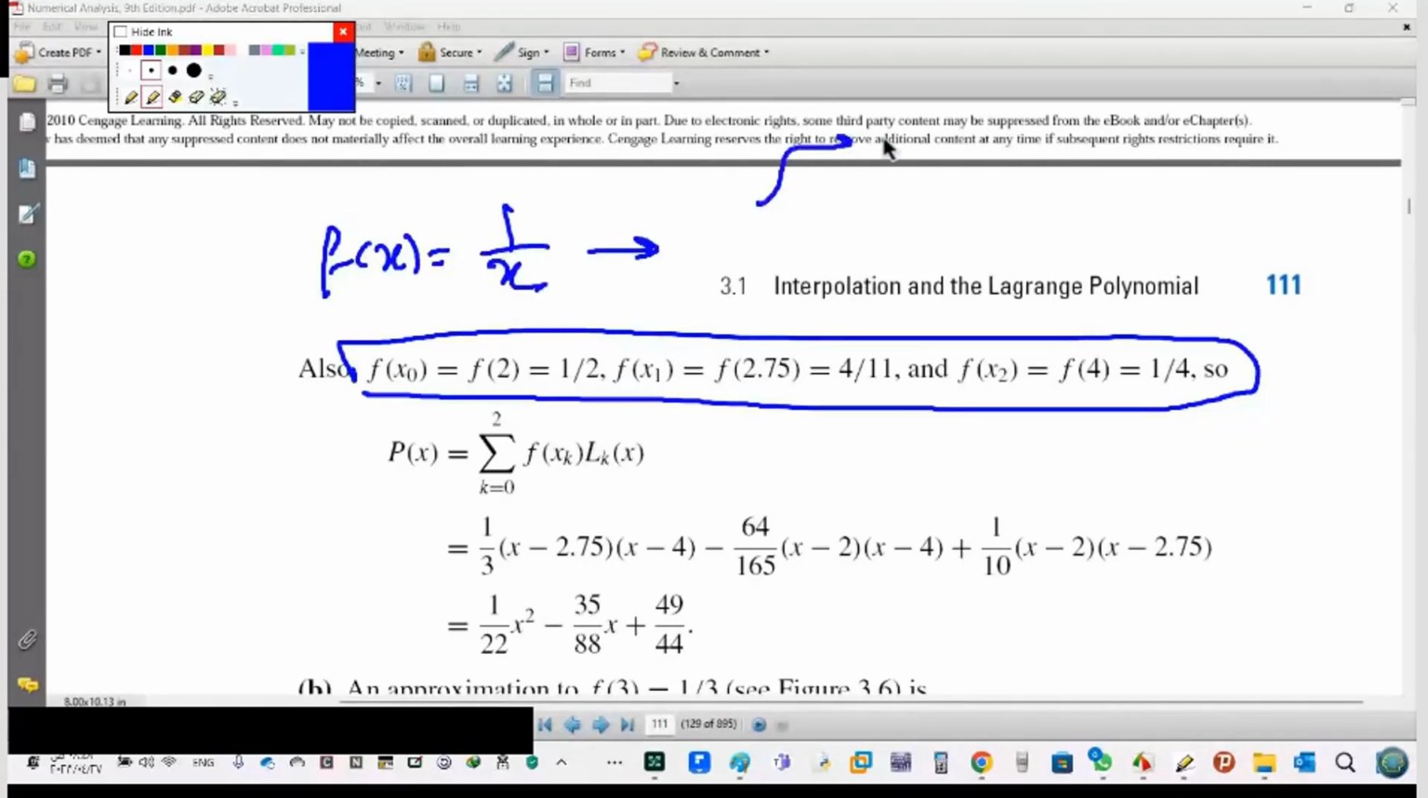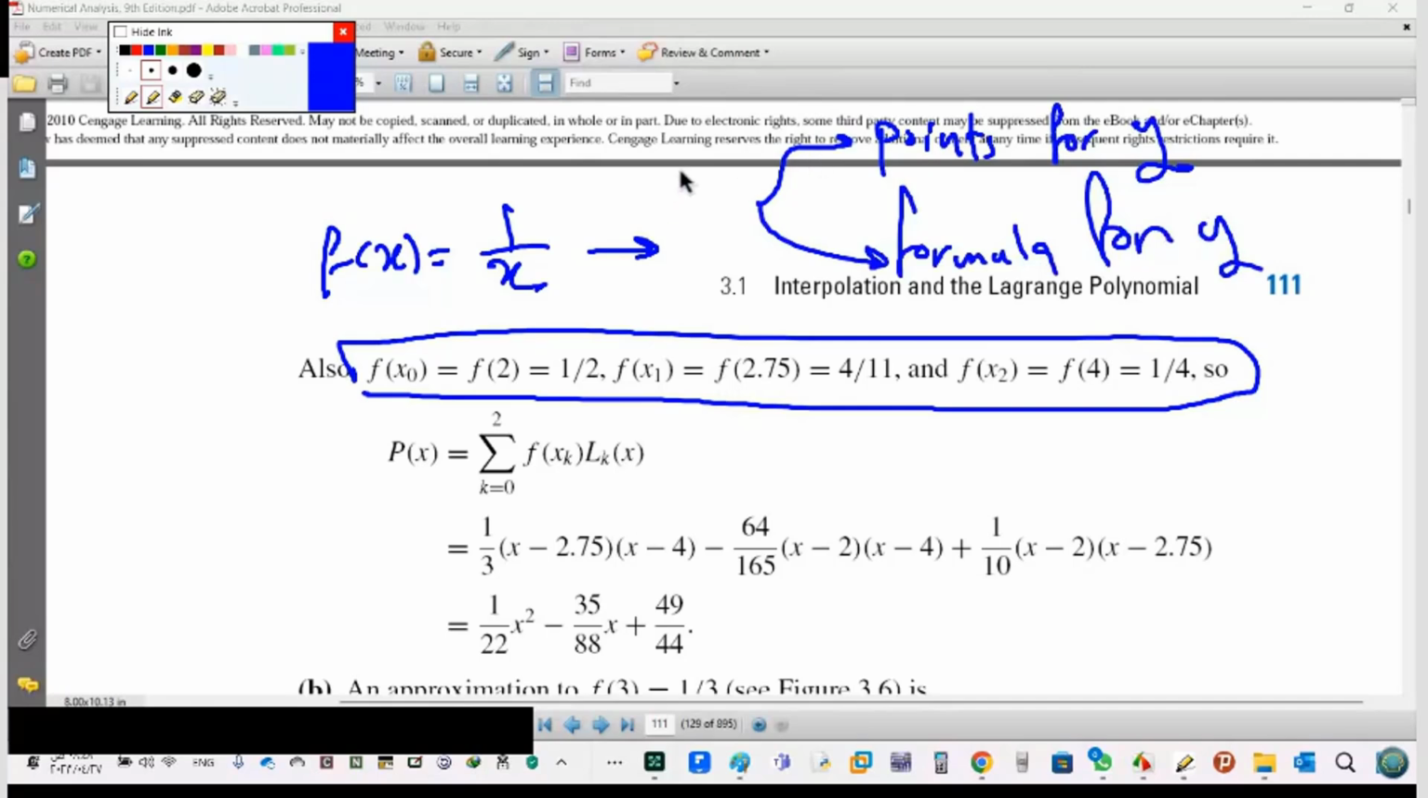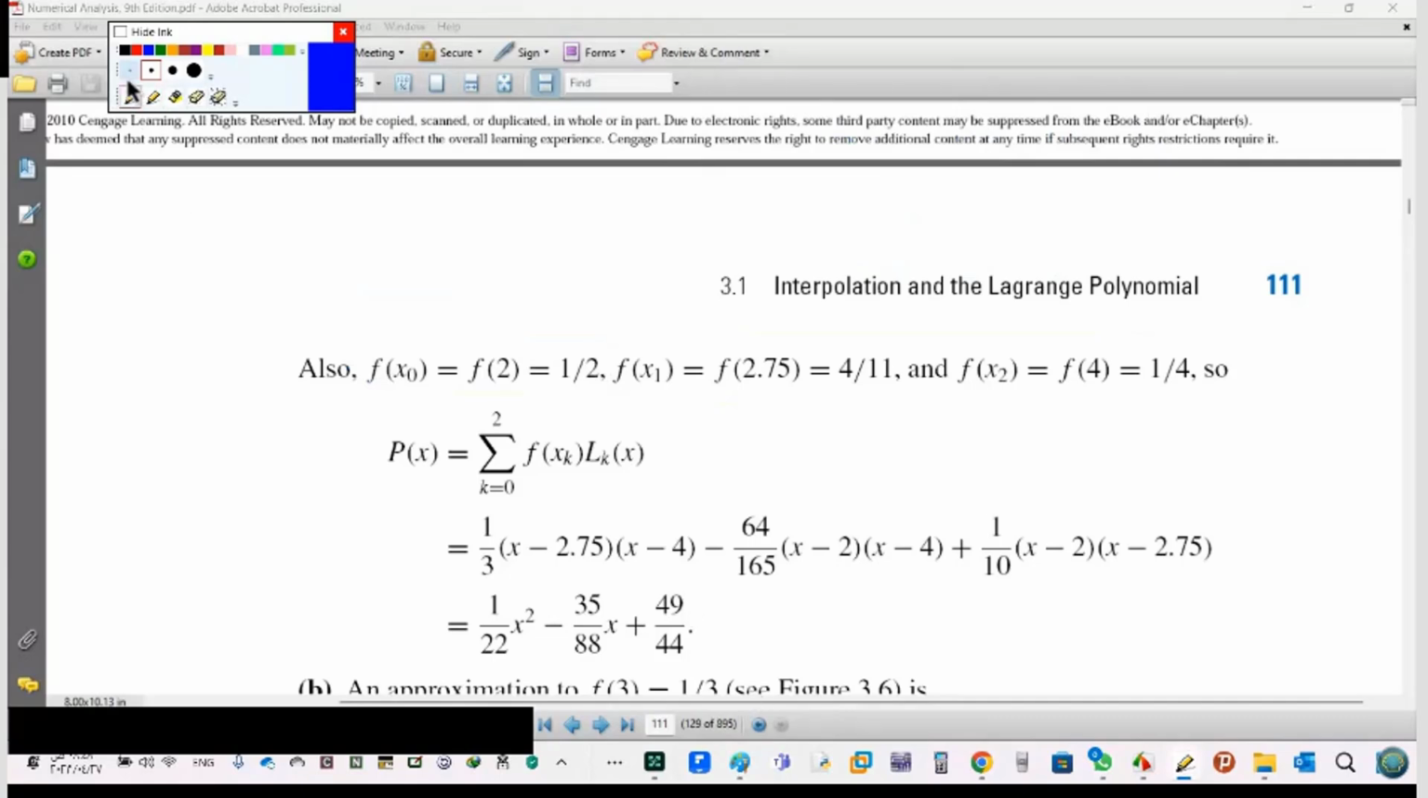So either I have points for y, or I have formula for y. This is for fx. Got it? Either you have formula or you have y points. Now, after that, you can find the function and improve the function. Can find, for example, this is the function. From here to here, you need time. From here to here, you need time.